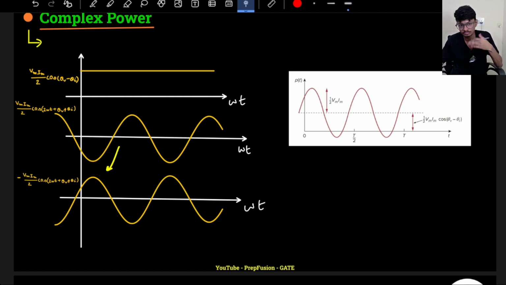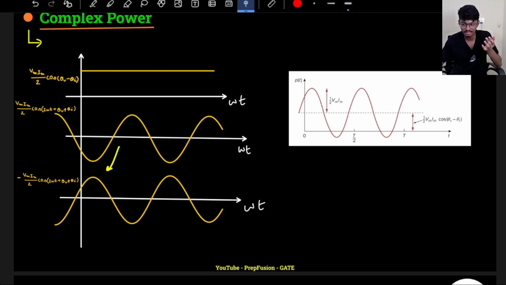In this case, power is mostly positive, but it will depend on the values of theta I and theta V. It can go negative as well. Power can go negative as well. But mostly it will always be positive. Why? Because I have a resistive component there. If I have a resistive component, ultimately it will consume some power.